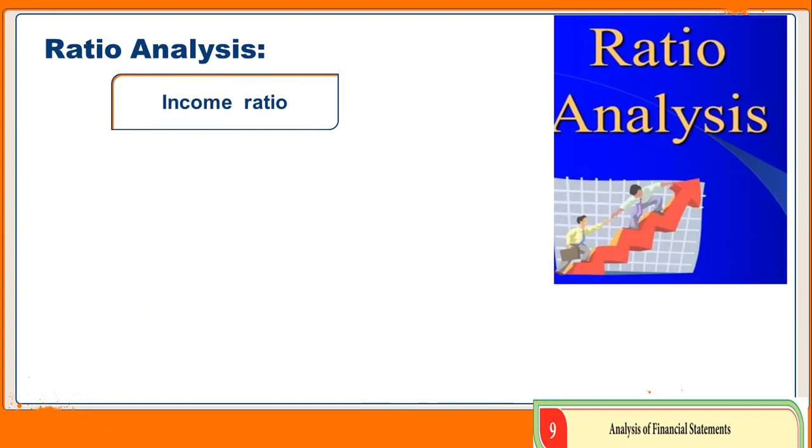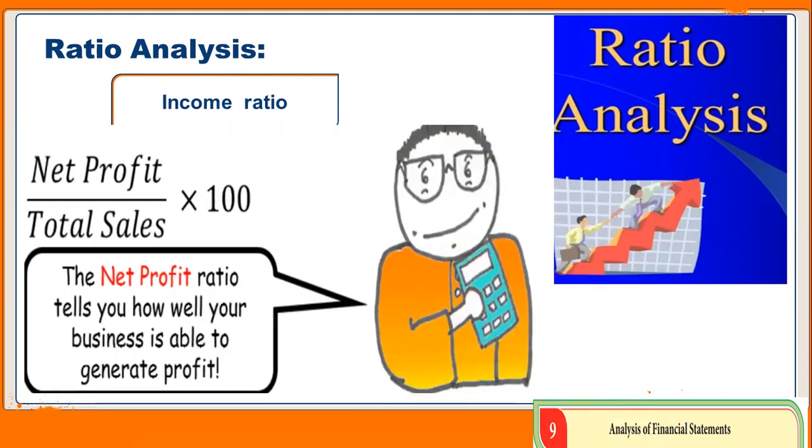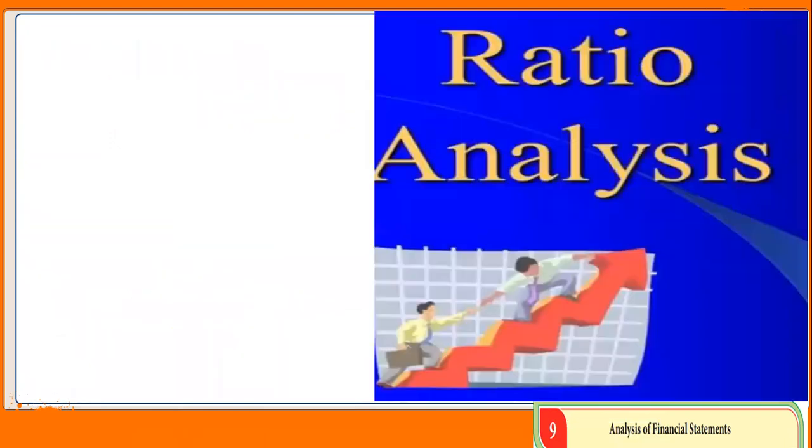The third part of income ratio is net profit ratio. It shows the relation between net profit and net sales. The formula is net profit upon total or net sales into 100. The net profit ratio tells you how well your business is able to generate profit.